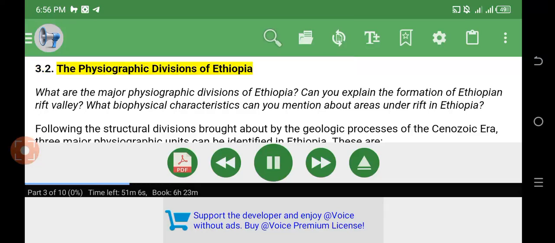3.2. The physiographic divisions of Ethiopia. What are the major physiographic divisions of Ethiopia? Can you explain the formation of the Ethiopian Rift Valley? What biophysical characteristics can you mention about areas under rift in Ethiopia?